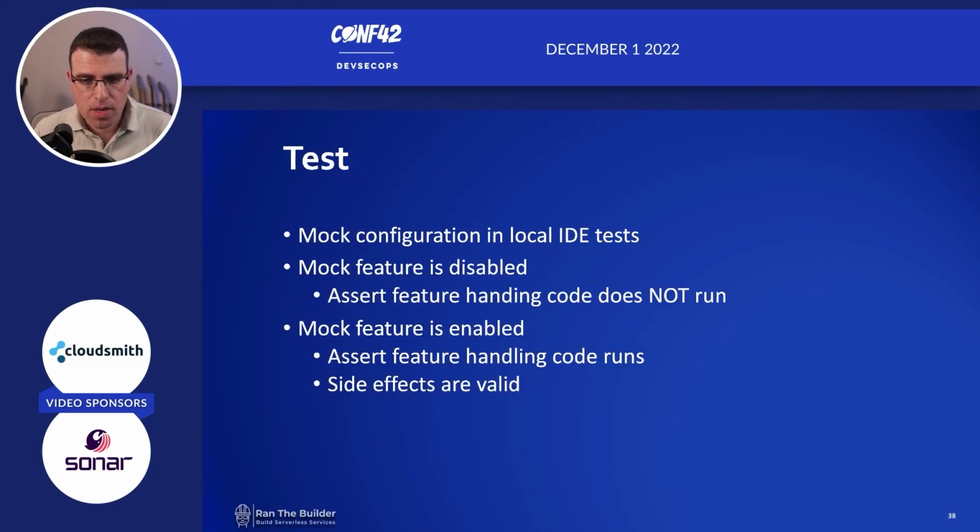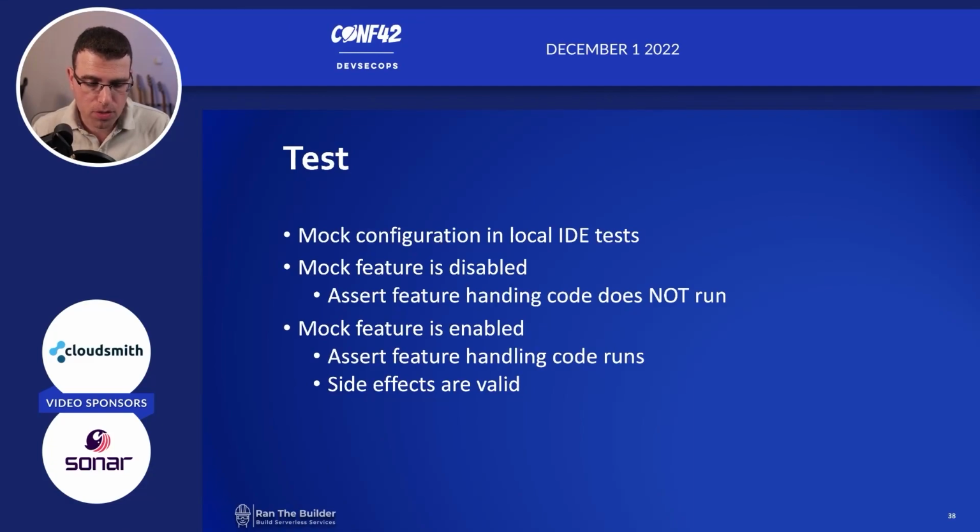And when it comes to tests, well, we're gonna use mocks. We're gonna mock the configuration in our tests so we have better control on the outcome. And obviously we're gonna mock the feature when it's enabled and test all the side effects and that everything is working just fine. But it's very important to mock the feature as also disabled, because sometimes you don't have a simple if statement, if feature is enabled, do something. Sometimes it's more complicated. And it's really important that that part of logic is tested.